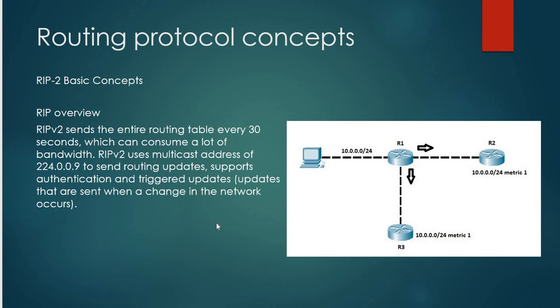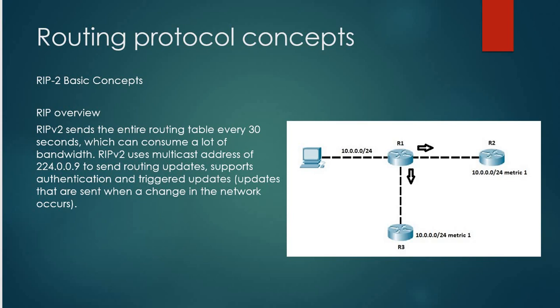So in version 2, when there are changes in the routers or some fault in the routers, it sends out the changes in the network. Okay, it sends out the triggered updates. RIP version 2 uses the multicast address 224. Okay, 224 is a multicast address. If the first octet starts from 224, this is a multicast address. Based on this multicast address, it updates the routing information, the routing tables.